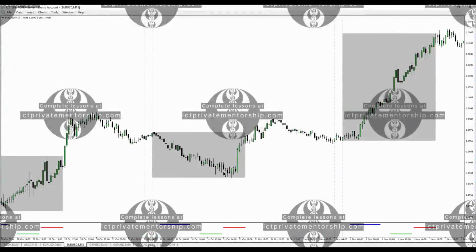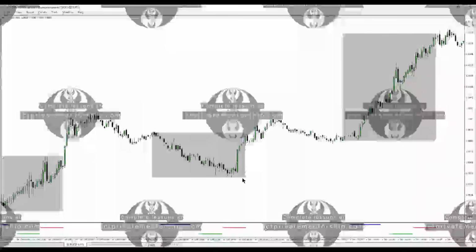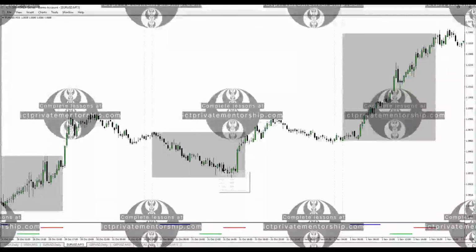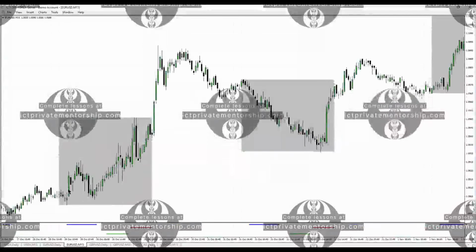We have a London close reversal, or market reversal profile at London close. It's an entirely different topic altogether.